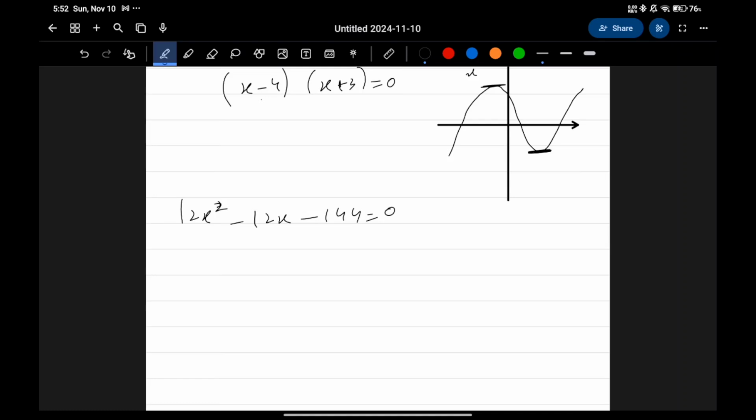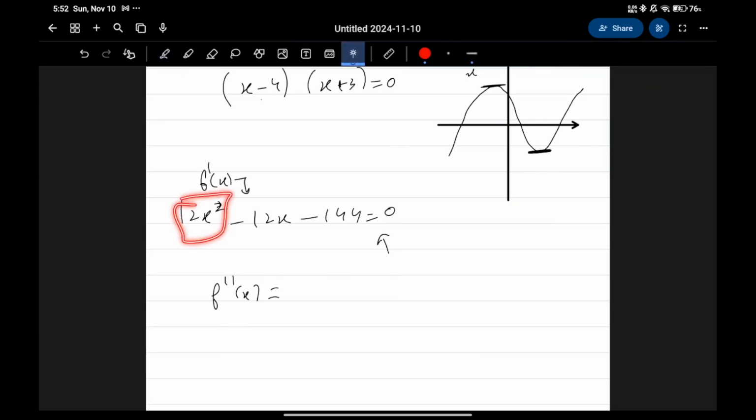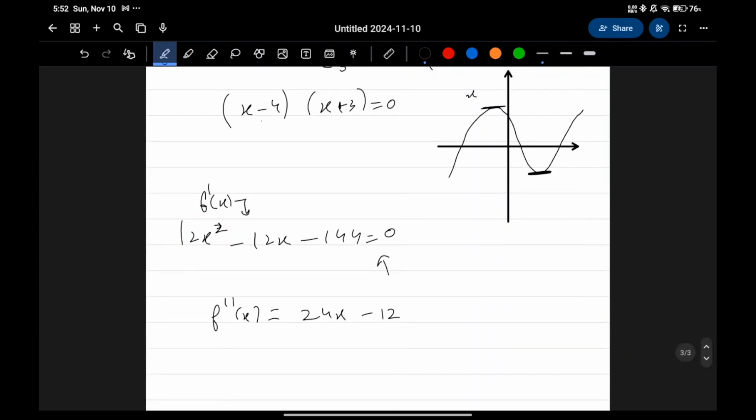Alright. So now, this was my first derivative over here. Now, to get to my second derivative, to find the concavity, I have to go to my second derivative. So let's take a derivative of this again. So this would be f double dash x equals, this becomes 24x minus 12.